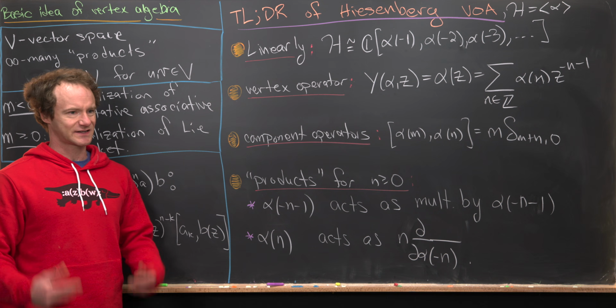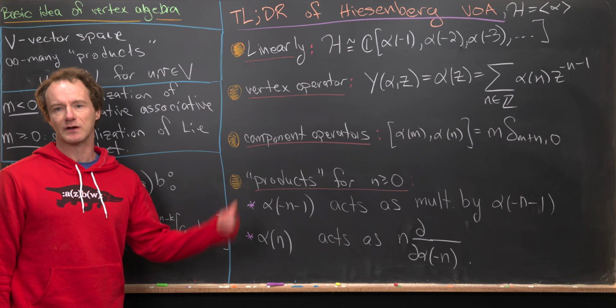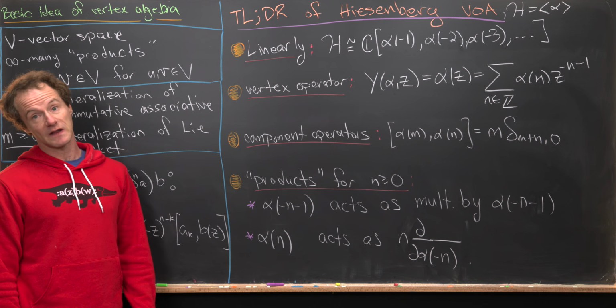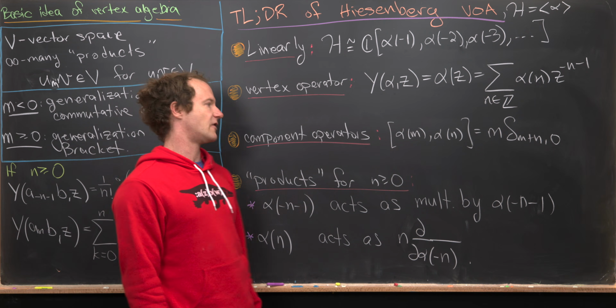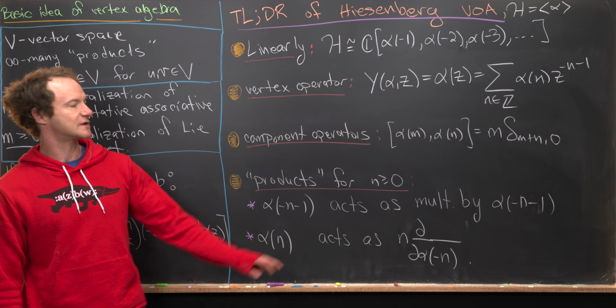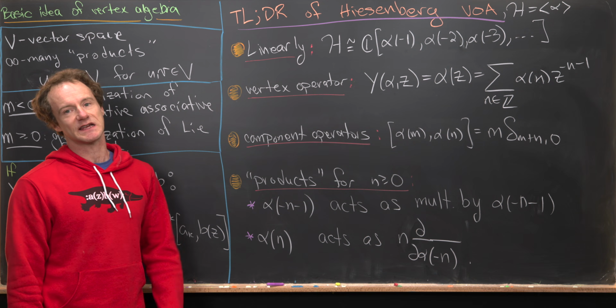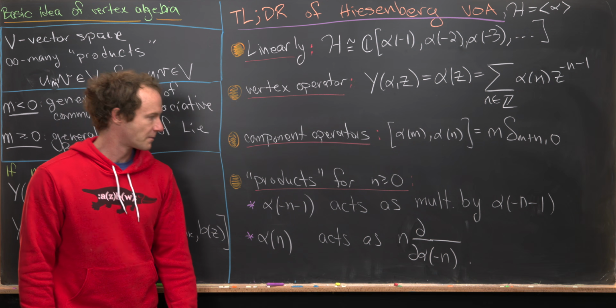So this is sort of an affine Lie algebra commutation relation if you built it off of an abelian Lie algebra. So we've got the commutator of alpha m and alpha n is m delta m plus n, 0. So this is the Kronecker delta. It's 0 unless m plus n is equal to 0, and then it's 1.